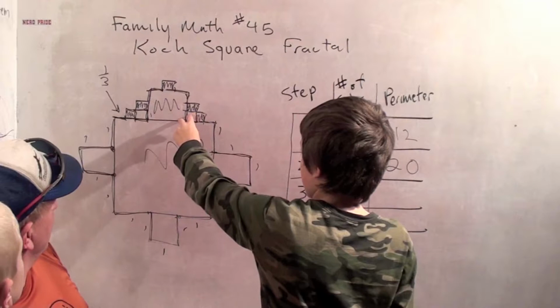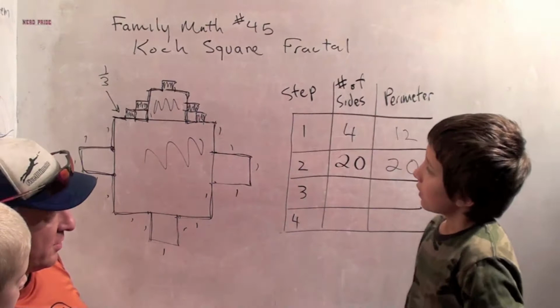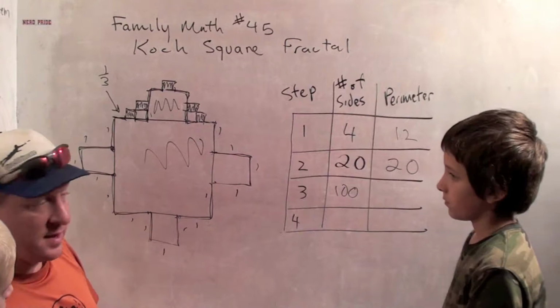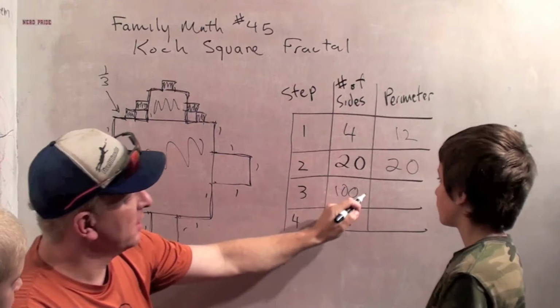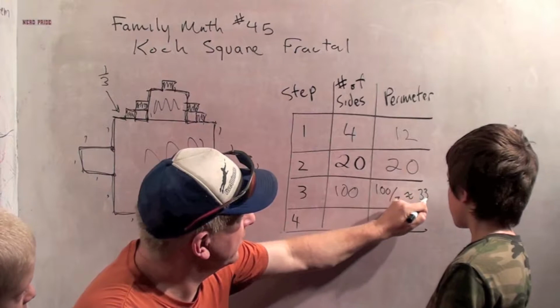So how many sides do I have total? You have 100 sides total. I have 100 sides total. And how long is each side? One-third. So what's the new perimeter? 100 thirds. You have to do the number of sides, 100, times one-third. And that's 100 over 3, which is about 33.33, repeating actually, right? Yeah, that's what it actually is.